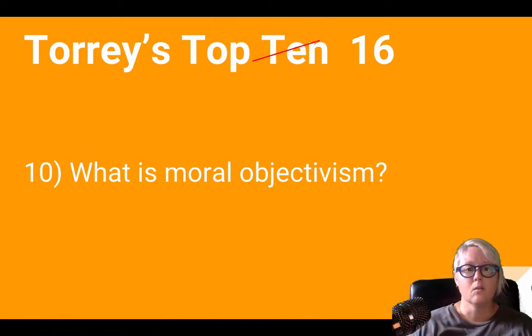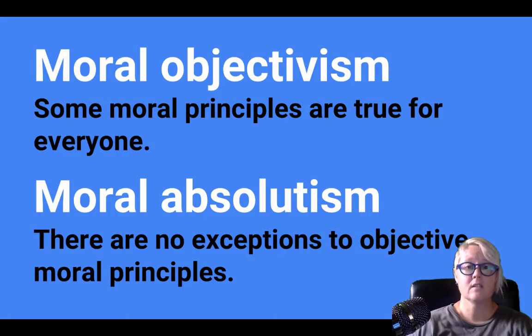Number 10, what is moral objectivism? Moral objectivism is a concept that describes the idea that a moral principle, or at least some moral principles, are true objectively for everyone. They're not relative to a certain person or group's belief systems, but they are objectively true.